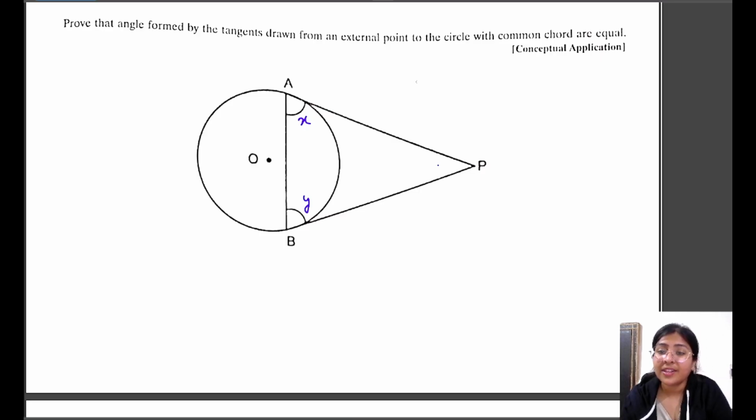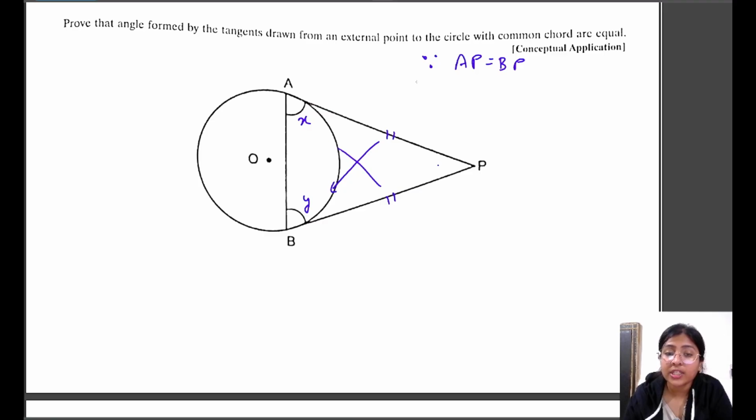Very easy question. If it is of 1 mark, we can directly write, since AP equals BP, because the lengths of the tangents drawn from an external point are equal. If these are equal, the angles corresponding to the equal sides are also equal, because we know in an isosceles triangle, the angles opposite to equal sides are equal, and the sides opposite to equal angles are also equal. Both are the vice versa of each other. So if the sides are equal, their opposite angles are also equal. So from this, x is equal to y. Hence the question will be proved.